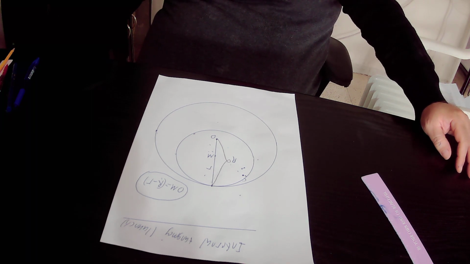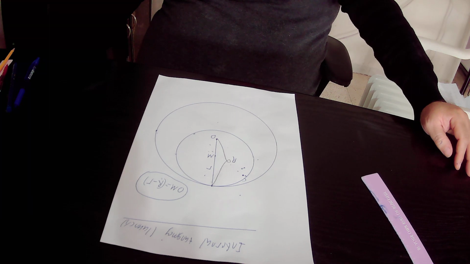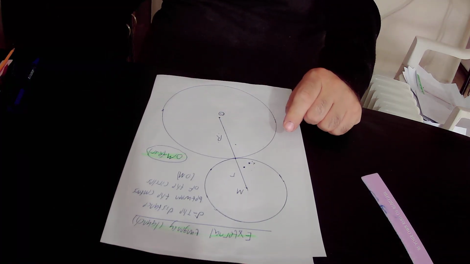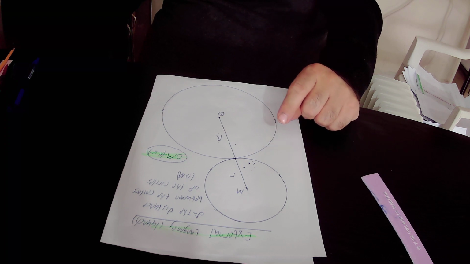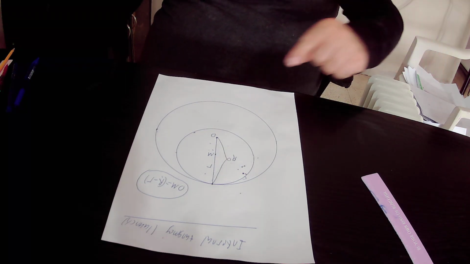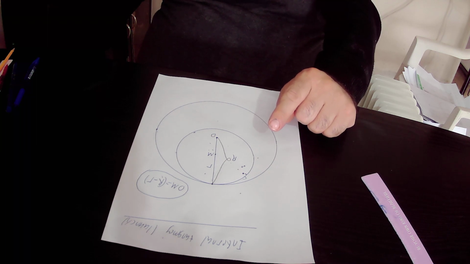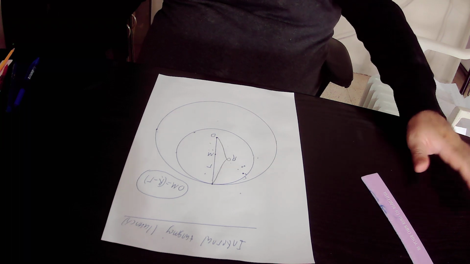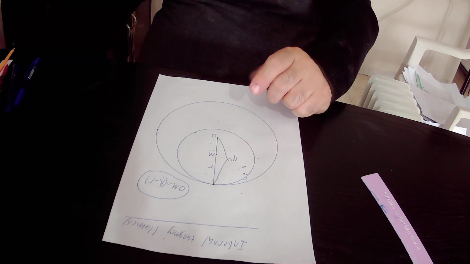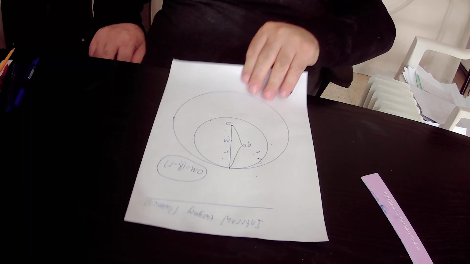So, in conclusion, we have two types of tangency between two circles. The first type is the external tangency. When the two circles are touching each other externally, then the distance between their centers will be equal to the sum of the lengths of their radii. In this case, it will be equal to capital R plus small r. And the second type of tangency between two circles is the internal tangency, when they are touching each other internally, and the distance between their centers will be equal to capital R minus small r, or in general to the difference between the lengths of their radii. So we will use those two rules in order to find out the length of the line segments in this drawing.